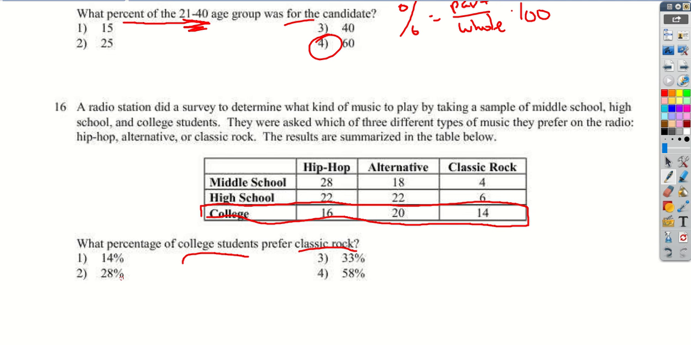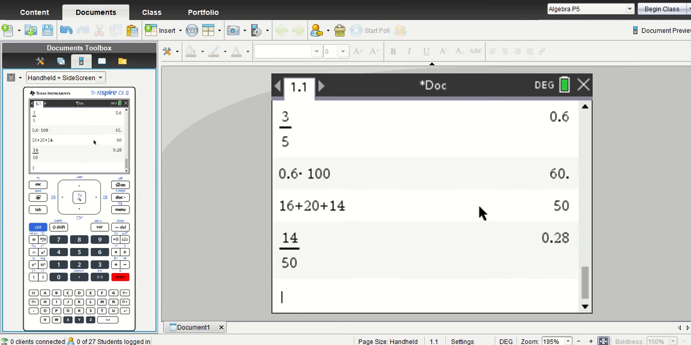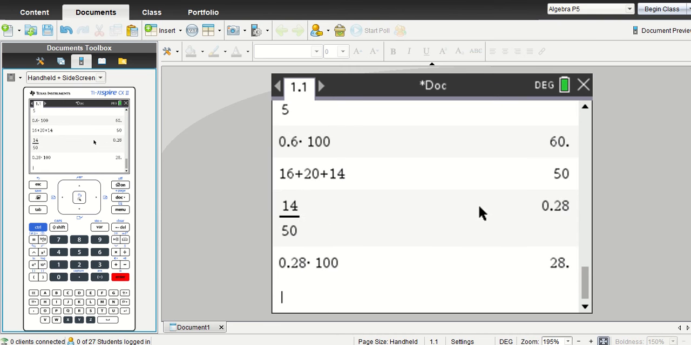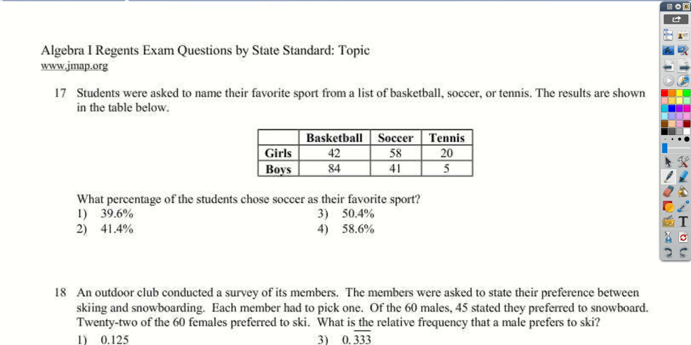We're talking about classic rock, which is just this group. So 14 out of 50, control enter, is 0.28. And if we multiply times 100, that decimal point is going to move over 2 spots. We'll get 28%. And so there's our answer. If you take a look at the next page here, we get the same type of question.